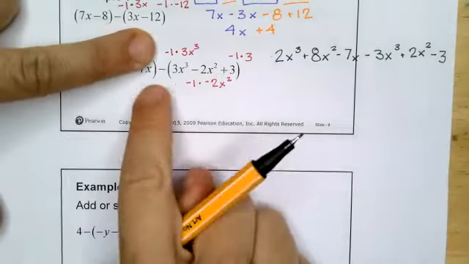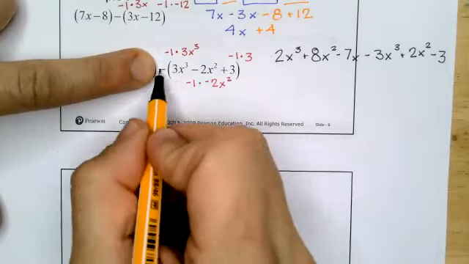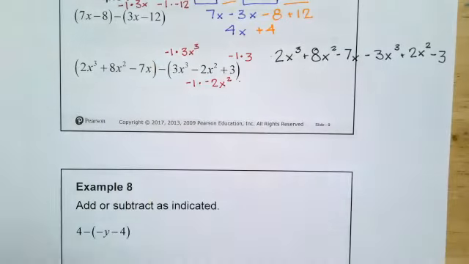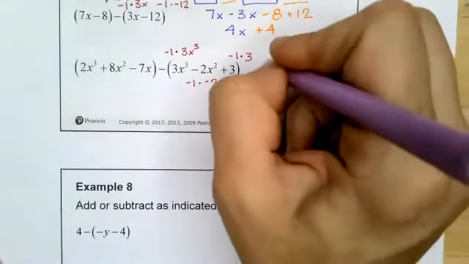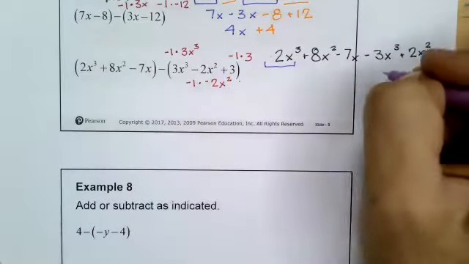You don't have to do it this way if you know that you just put a minus in front of this one, a minus in front of this one, and a minus in front of this one. That's fine too. We'll give you the right answer. Whatever you feel comfortable with and works for you is totally fine. Now we're just combining like terms.